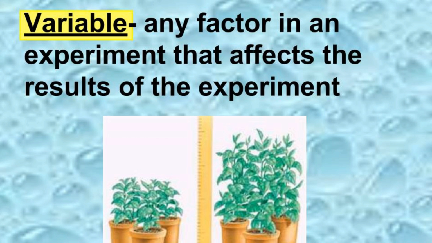Now, when we run a controlled experiment, there are many things that could affect the results of that experiment. Those things that could affect the results, we call variables. Make sure to write down that definition. A variable is any factor in an experiment that affects the results of the experiment. So let's look at an example.